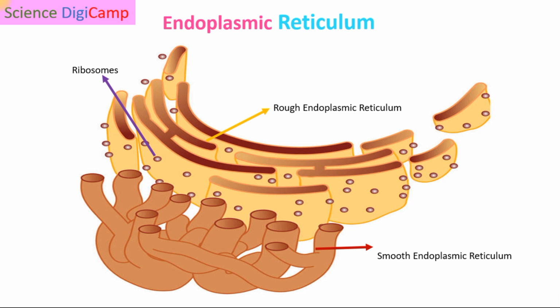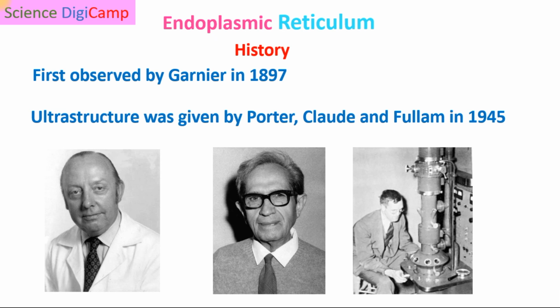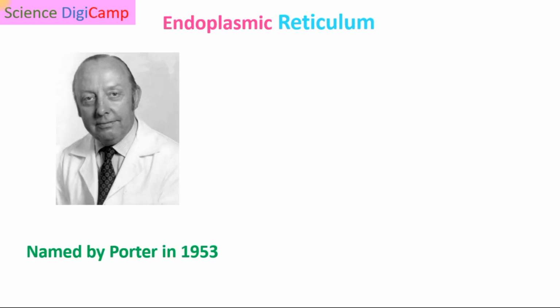Let me start with a history first. ER was first identified by Gardner in 1897. He named this organelle as ergastoplasm. But the ultrastructure, what structure we are studying now, was observed by Potter, Claude, and Fulham in 1945. They said it is a network-like structure. The name endoplasmic reticulum was coined by Potter along with his colleagues in 1953.